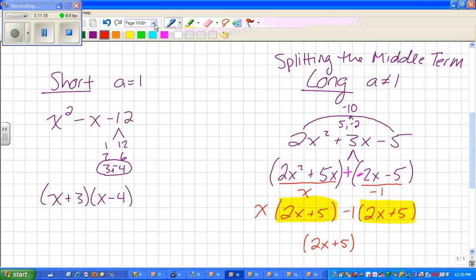The other part, let's take a look at what is outside. You have an x and you have a negative 1. That becomes your second parentheses, x minus 1. And there's your long method.